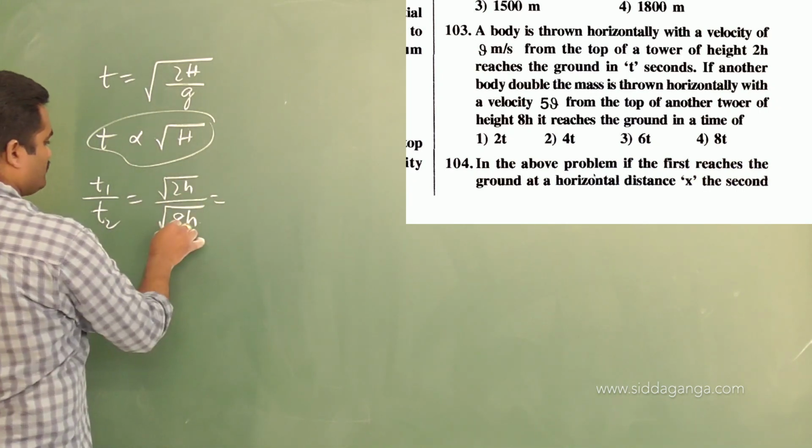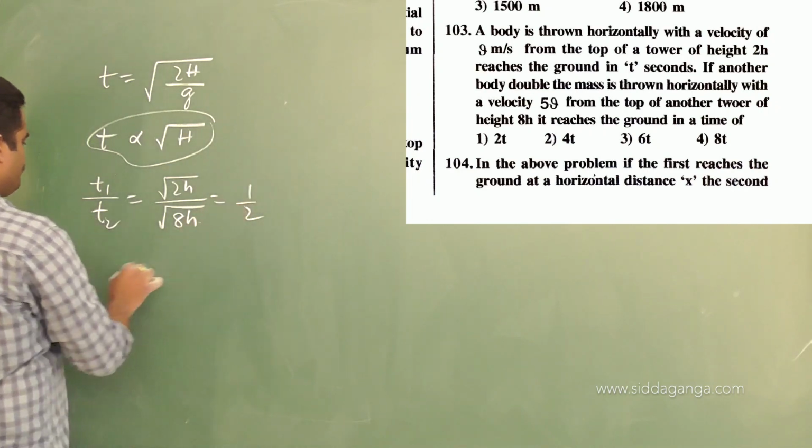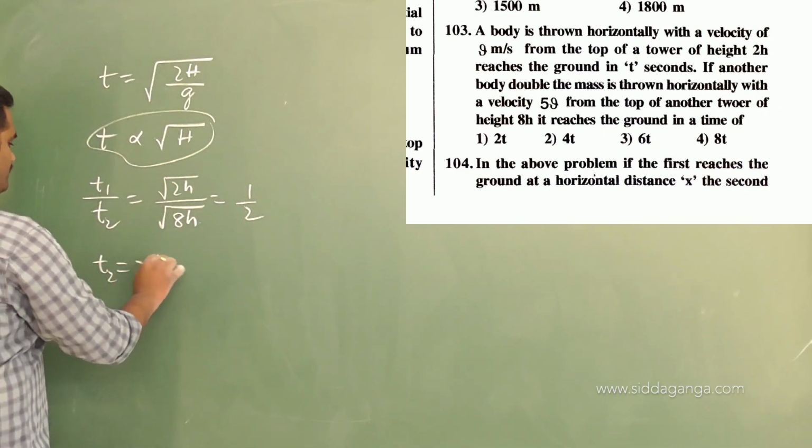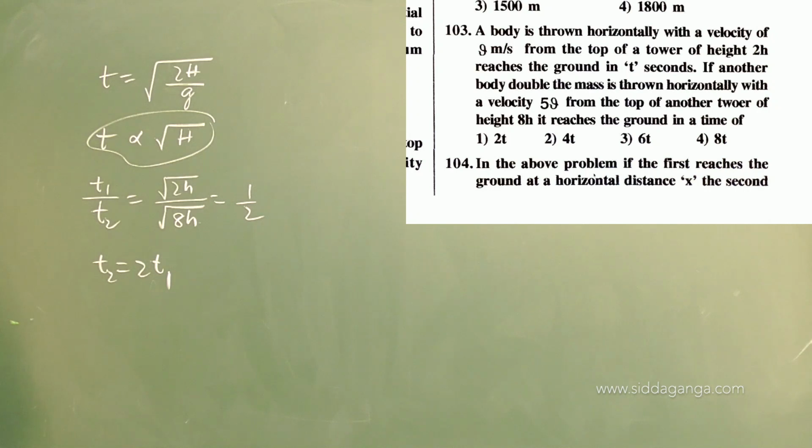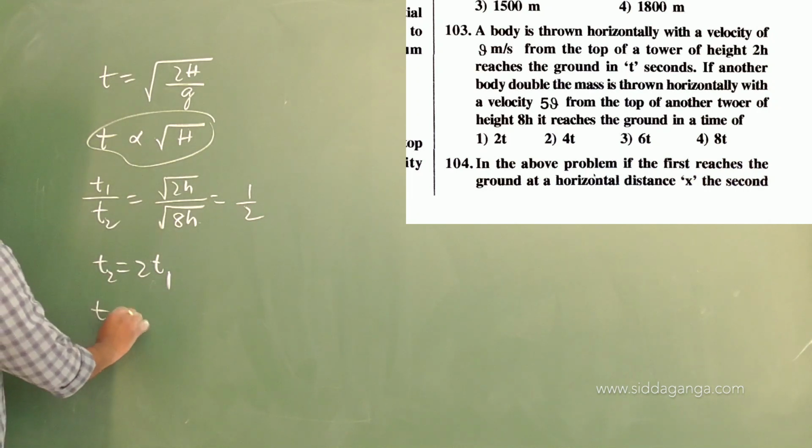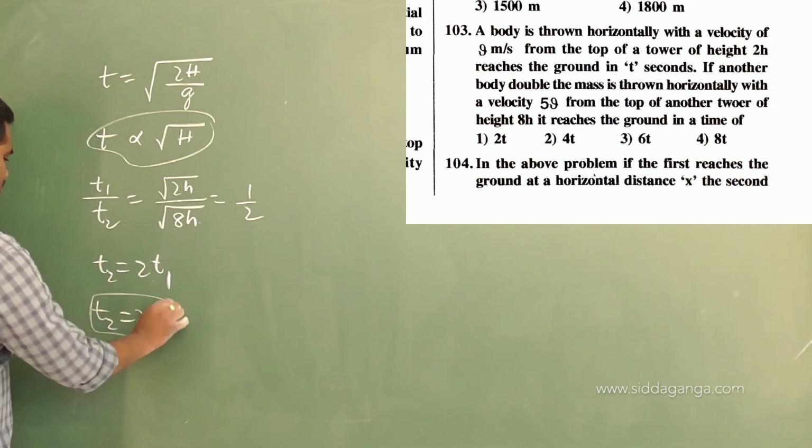So this is 2 ones, 2 fours. We will get 1 by 2. Therefore t2 will be equal to what? 2 times t1. t1 is the t they have given. That means t2 equals 2t is the answer here.